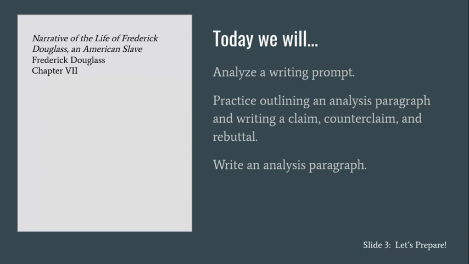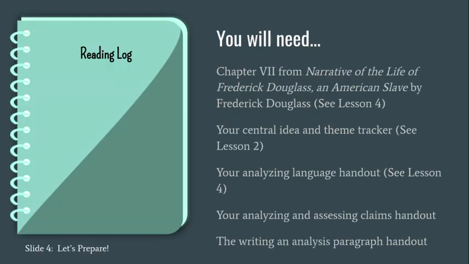Today we will analyze a writing prompt, practice outlining an analysis paragraph and writing a claim, counterclaim, and rebuttal, and then write the analysis paragraph. To complete this, you will need Chapter 7 from Narrative of the Life of Frederick Douglass, an American Slave that appeared in Lesson 4, your central idea and theme tracker from Lesson 2, your Analyzing Language handout from Lesson 4, your Analyzing and Assessing Claims handout from the previous lesson, and new to this lesson, the Writing and Analysis Paragraph handout.